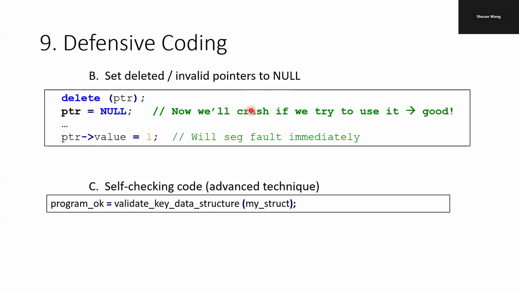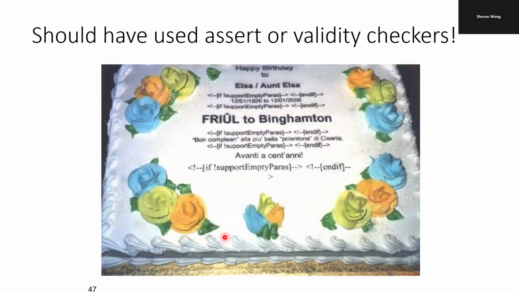There are advanced techniques of self-checking code where you can write a function to validate data structures or anything that could go wrong during your program execution, and crash immediately when it sees something going wrong. If you don't have those, and if the program actually goes wrong, we want to avoid this. You should have an assertion or validity checker before it actually gets printed.